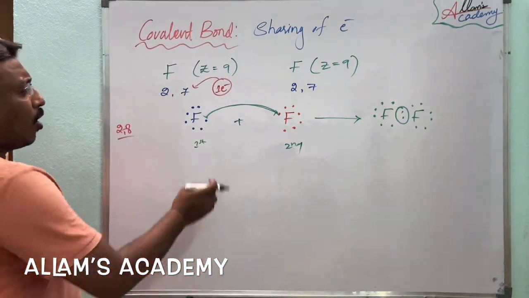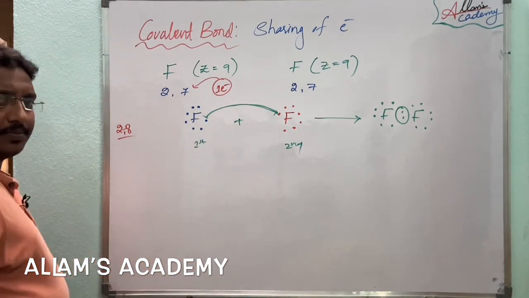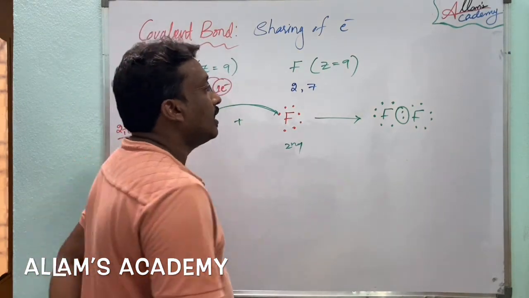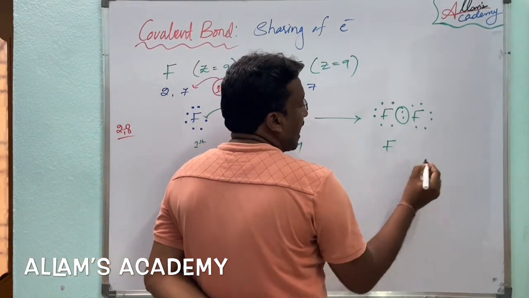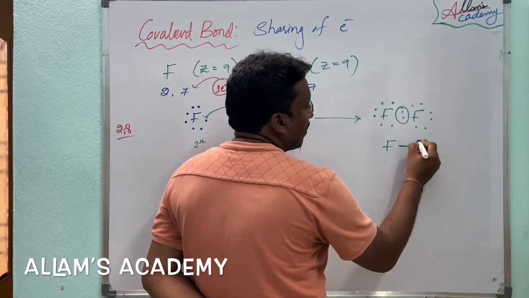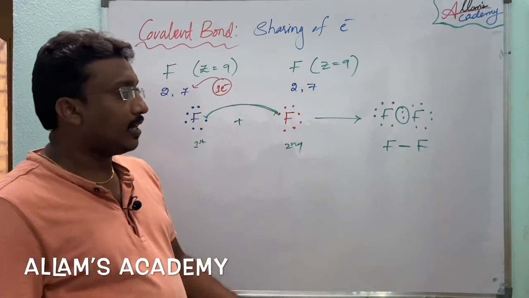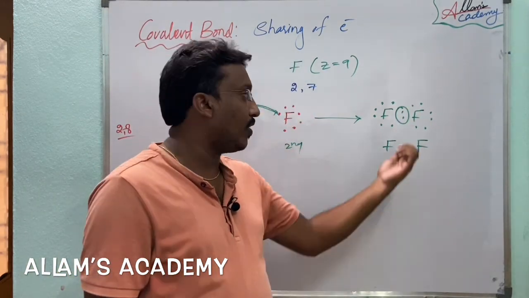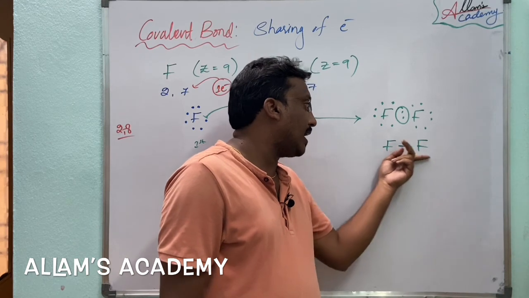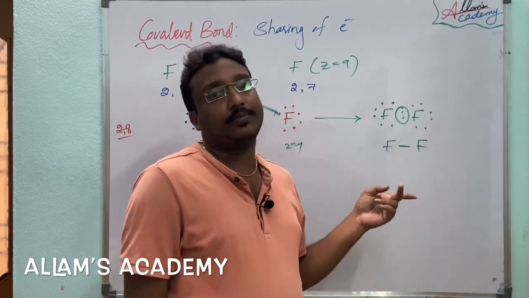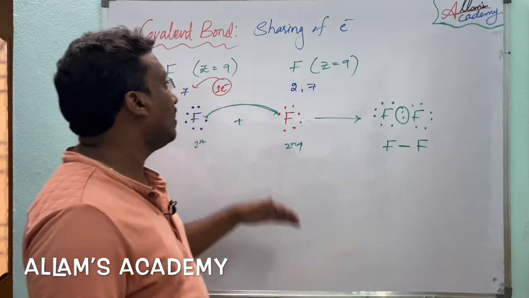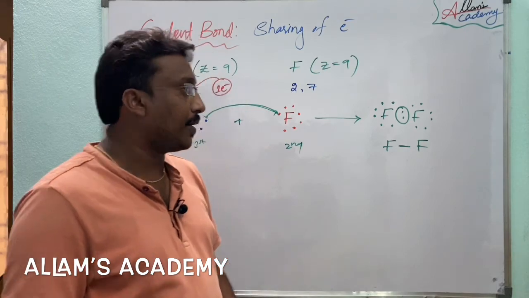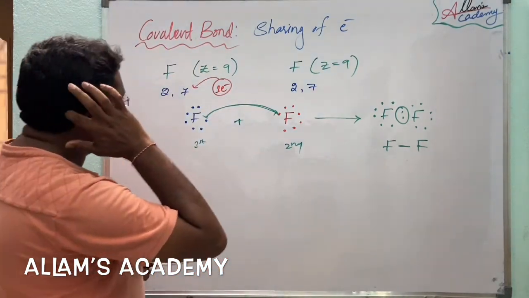Here, how many electrons are shared? 1 electron from each. One pair of electrons is shared. So it is called a single bond. We designate it by one single line. A single bond takes place between the fluorine atoms. This is an example for covalent bond.